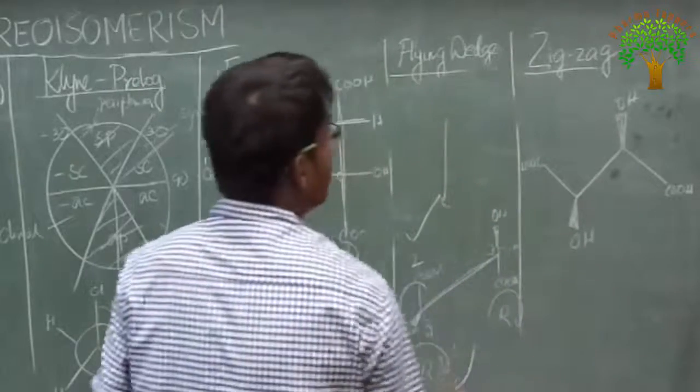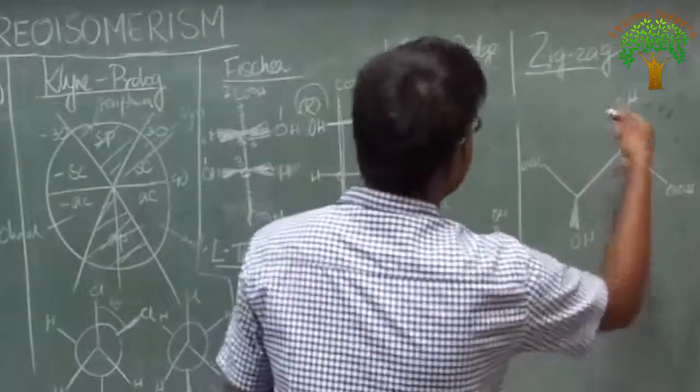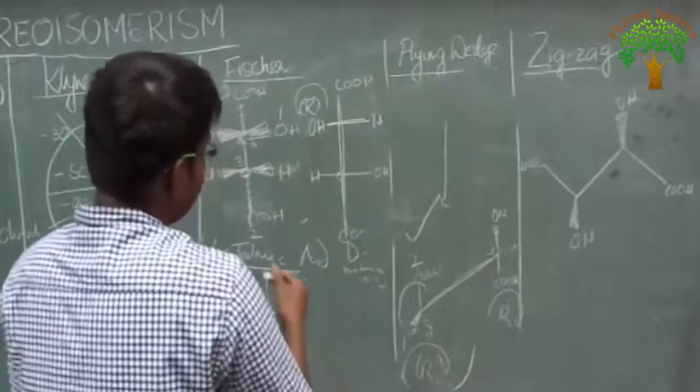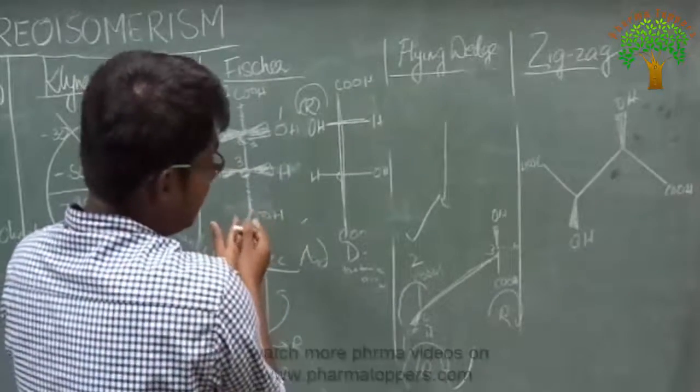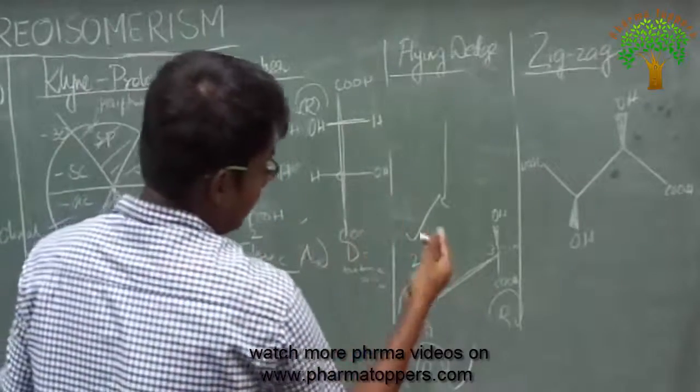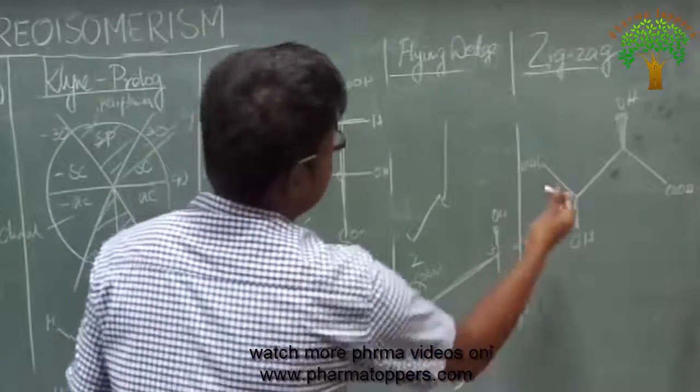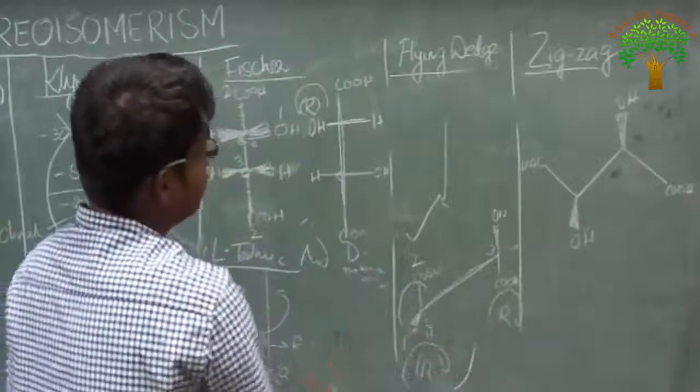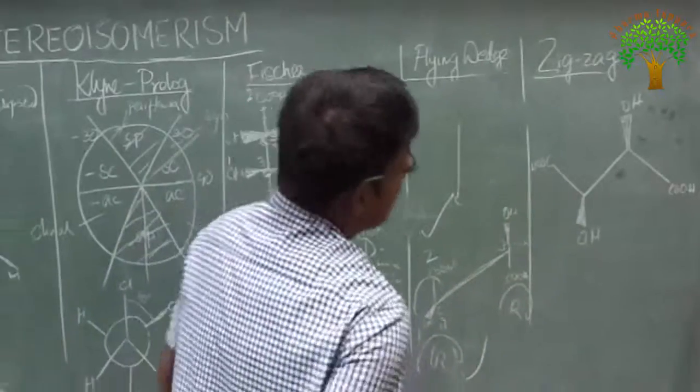So the homework would also be to write D-tartaric acid in the zigzag form. I have shown for L-tartaric acid the Fischer form, the flying wedge form, and the zigzag form. Similarly for D-tartaric acid, the Fischer is shown. You have to write the flying wedge and the zigzag form.